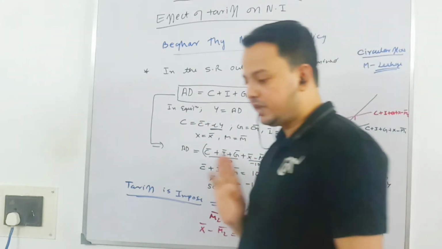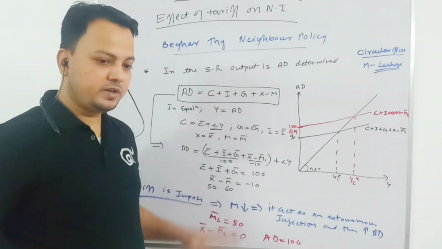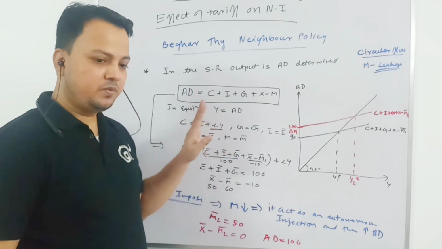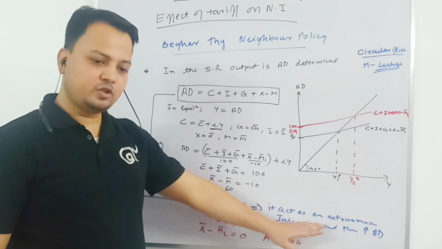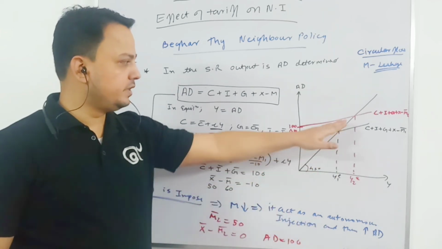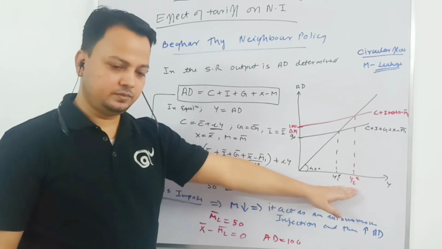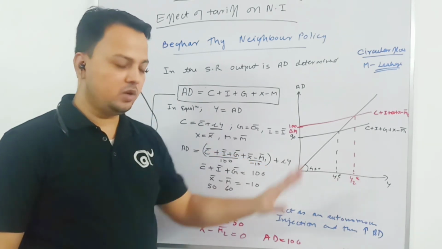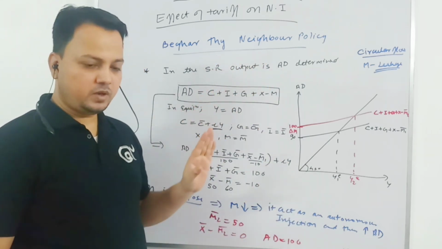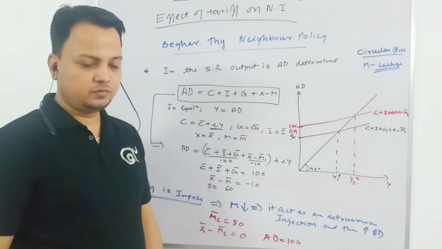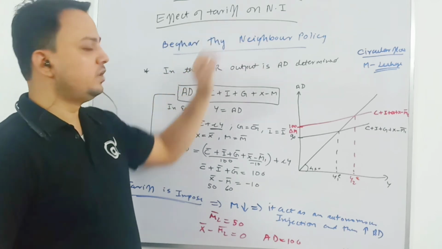But we can say that everything else remains the same, that means the other country is not retaliating. If a country imposes tariff, it is able to boost its economic activity. It is able to increase its aggregate demand and thereby economic activity. Clear everyone? However, this beggar thy neighbor policy will not work when there is a retaliation from the other country. This is what we have, the effect of tariff on national income.